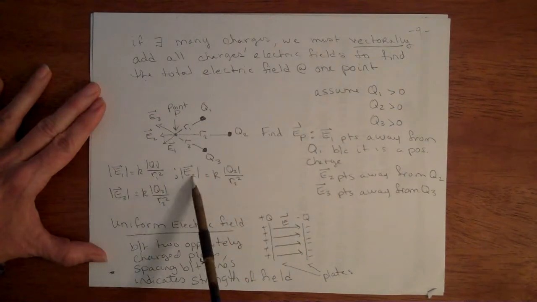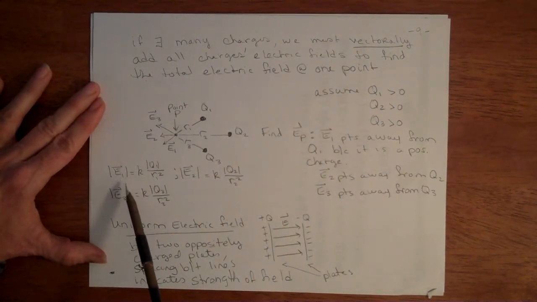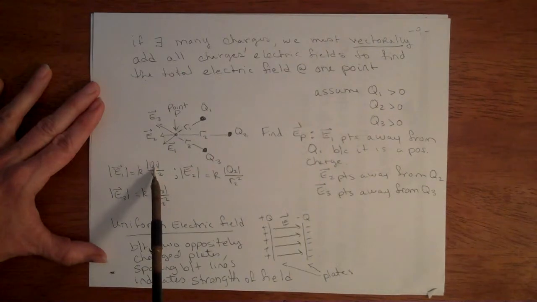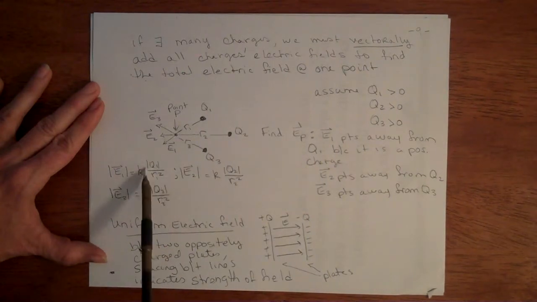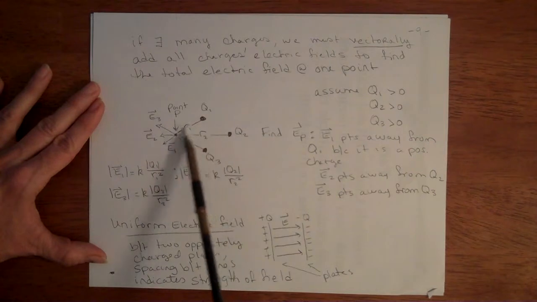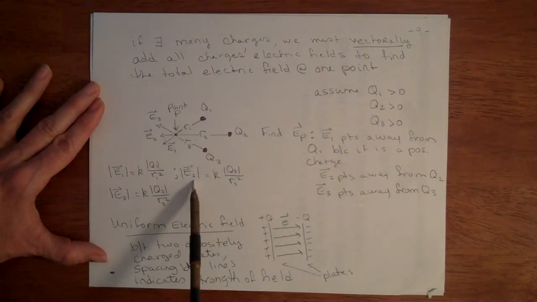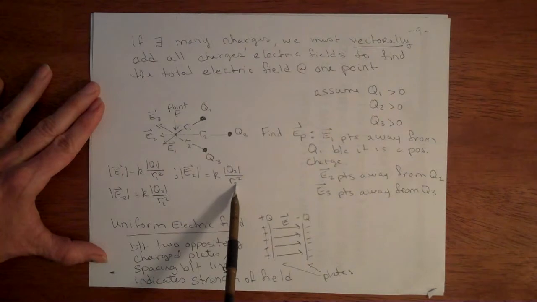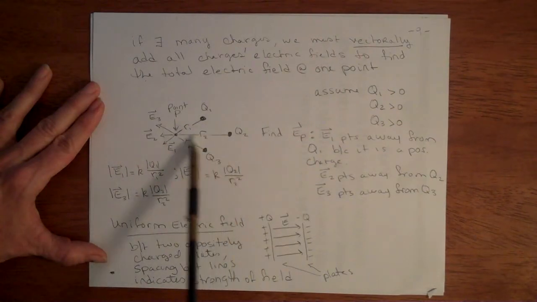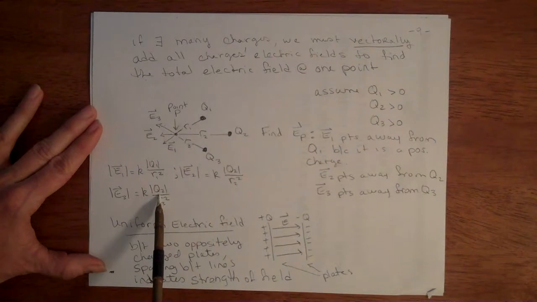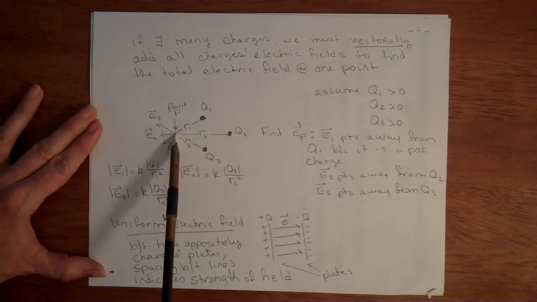The magnitudes of E1, E2, and E3 are given by the equation for the electric field's magnitude due to a point charge. So the magnitude of E1 is K, the absolute value of Q1, divided by the distance from Q1 squared. The distance from Q1 to point P is this distance R1 right here. The magnitude of E2 is K times the magnitude of Q2 divided by the distance from Q2 squared. Point P is a distance R2 from Q2. And lastly, the magnitude of E3 is K times the magnitude of Q3 divided by the distance from Q3 to point P squared, which I'm indicating as R3 in this diagram.